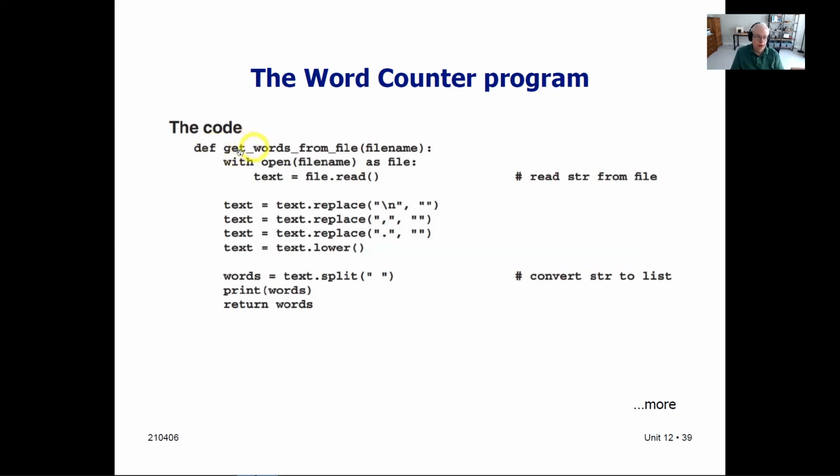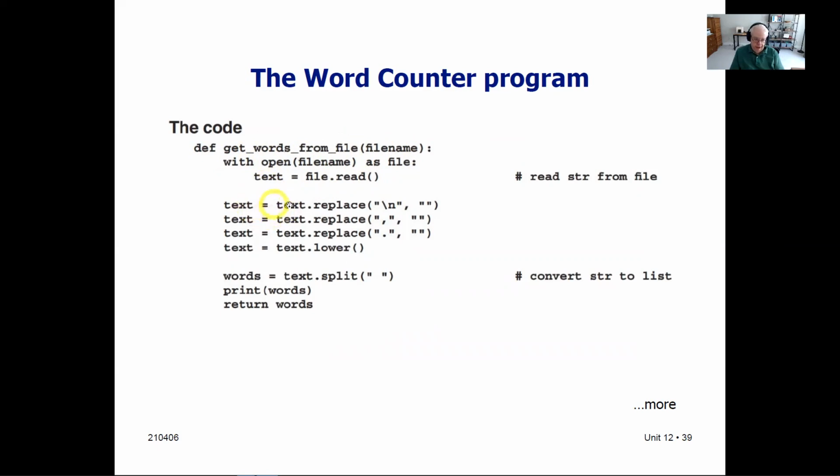Okay, so first off, we'll define the get words from file function, and the argument is going to be the file name. And so we'll open up the file name variable as file, create a file object, and then we can use the read method on that file object to create text. Okay, so that basically changes the file to a string.